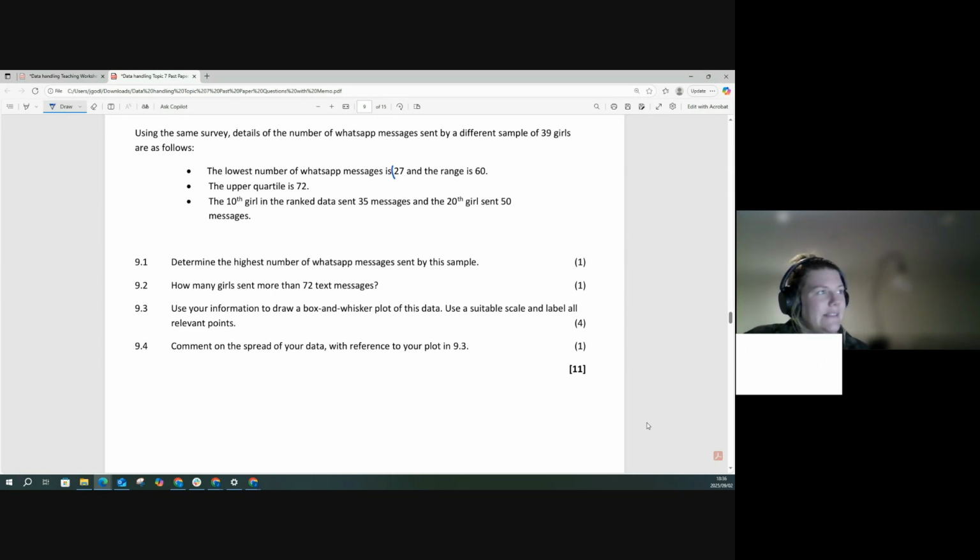So the lowest number was 27, so that's my min, and the range is 60. So 27 plus 60 gives me 87 messages.